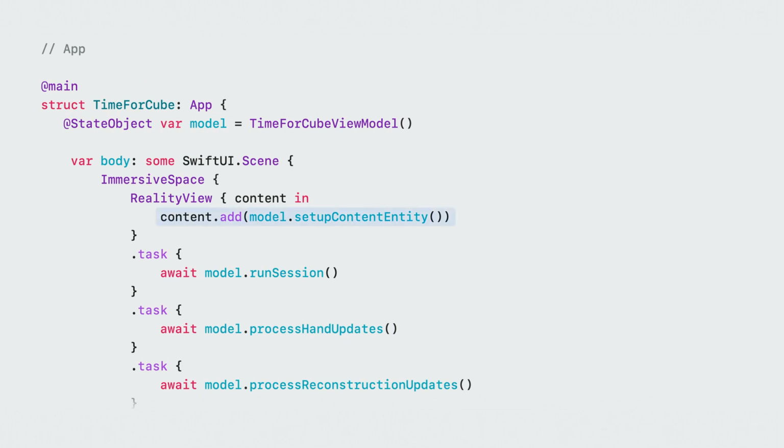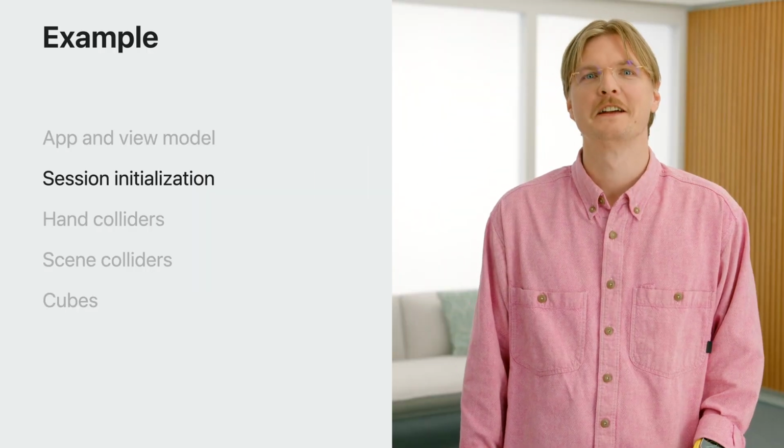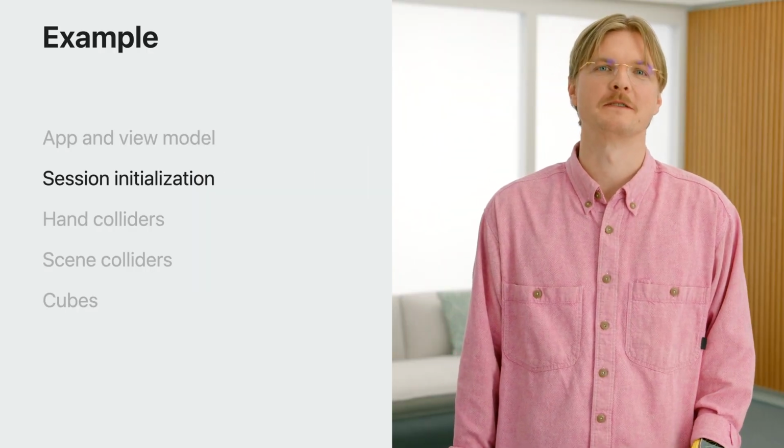The first function we'll call is within our reality view's make closure to set up the content entity. We'll add this entity to the content of our reality view so that the view model can add entities to the view's content. Setup content entity simply adds all the finger entities in our map as children of the content entity and then returns it. Nice. Let's move on to session initialization.